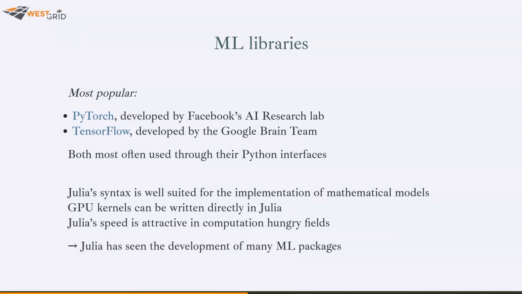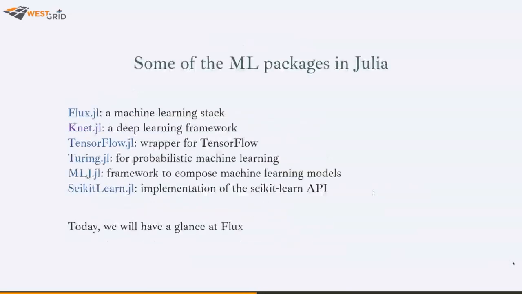You can combine all of that with, for instance, Flux. So being able to combine a lot of really cool Julia tools with a package for machine learning, that's pretty appealing. And so Julia has seen a pretty large development of machine learning packages. If you look for packages in Julia that are tagged for machine learning, you might be surprised by the number of returns you will get.